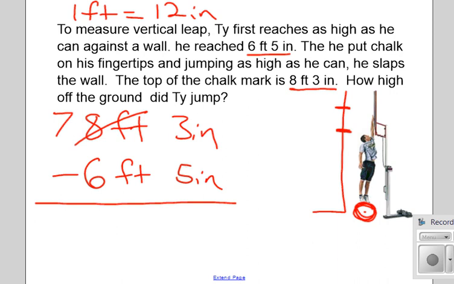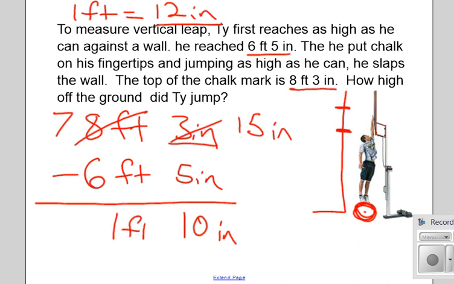This becomes a 7, right? And I'm going to add 12 to my 3 to get 15 inches, right? Took this 12, added it to the 3, got 15. Now I can subtract. 15 minus 5 gives me 10 inches. 7 feet minus 6 feet gives me 1 foot, 10 inches.